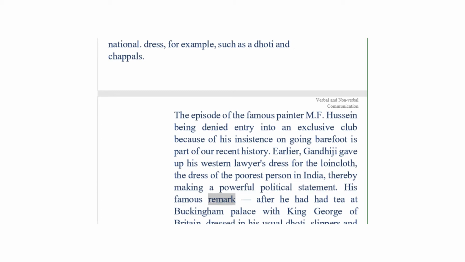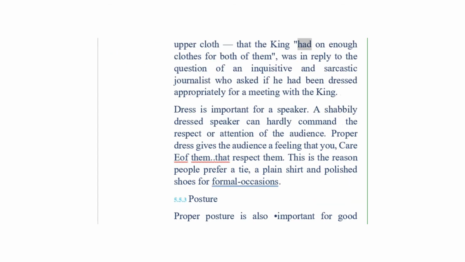His famous remark after he had had tea at Buckingham Palace with King George of Britain, dressed in his usual dhoti, slippers, and upper cloth, that the king had on enough clothes for both of them, was in reply to the question of an inquisitive and sarcastic journalist who asked if he had been dressed appropriately for a meeting with the king. Dress is important for a speaker.